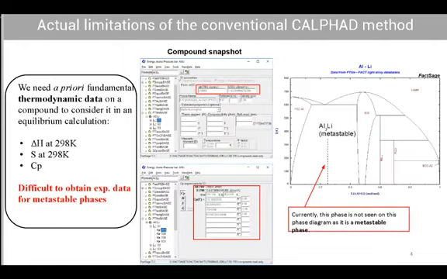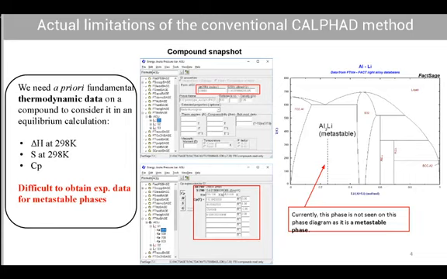To avoid the drawbacks of experiments, we can use the CALPHAD approach. The focus of this approach is the description of phase diagrams. However, this method has some limitations that are related to the lack of fundamental thermodynamic data, which is key for the prediction of multi-component phase equilibria. Moreover, it is very difficult to obtain experimental data for metastable phases.